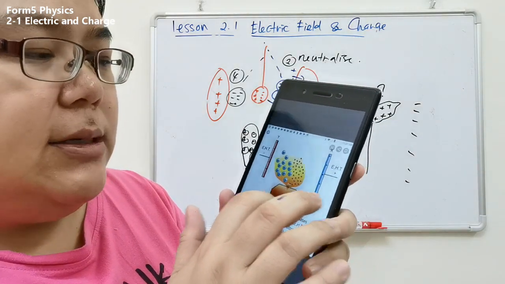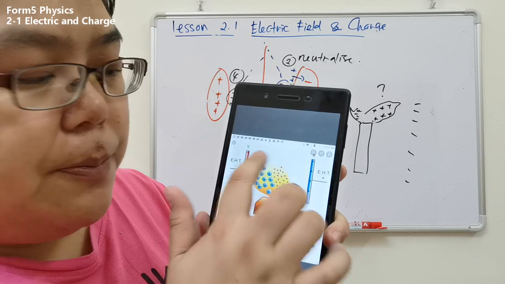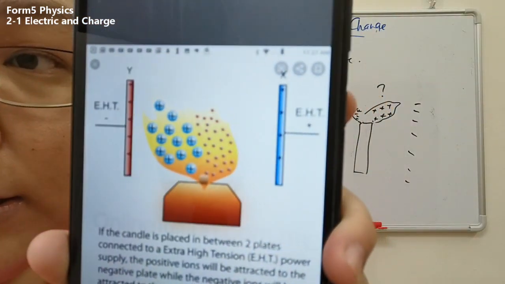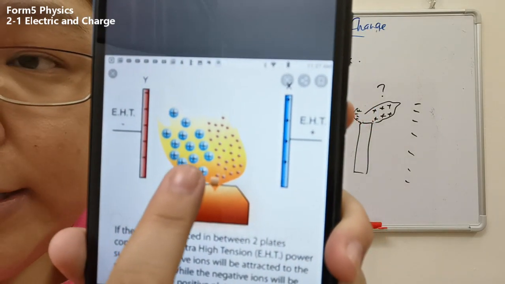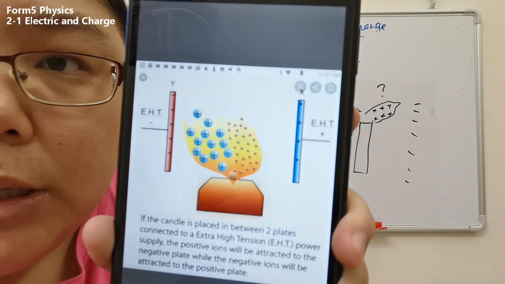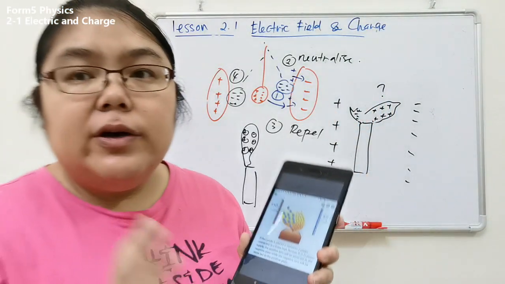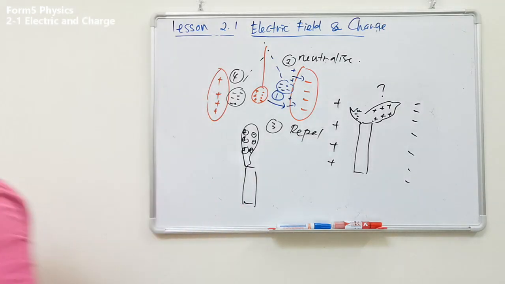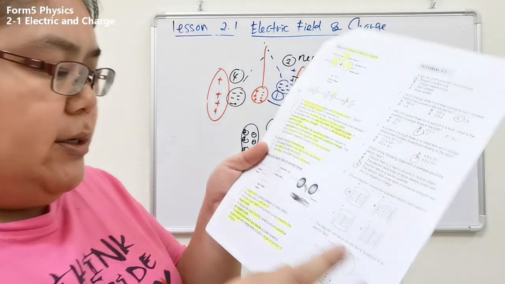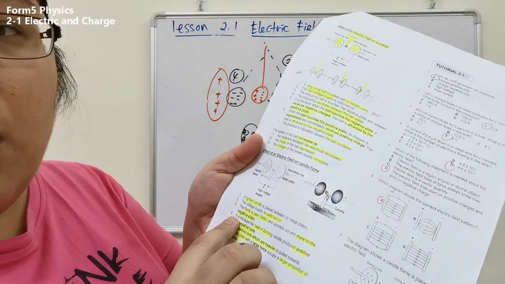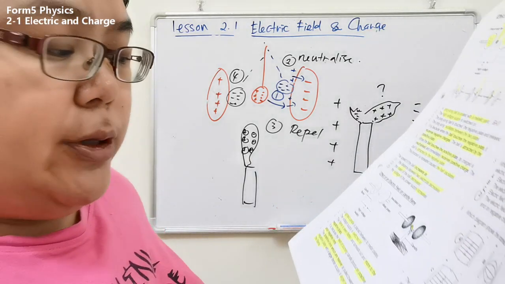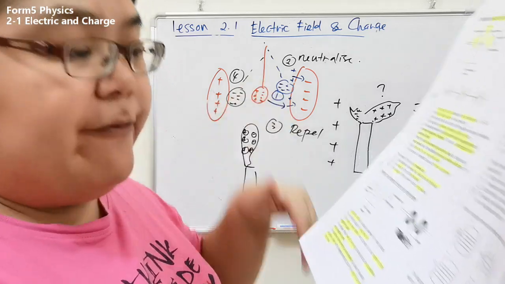Okay, the second question. Why will the big part go to the negative plate? You can see clearly: the big part is the positive ion, and it goes to the negative plate. The small part goes to the positive plate only. Now we go to the answer. Refer to your notes also, they will answer there. The answer is number 4, number 5. Number 4: because the heat of the burning candle produces positive and negative ion, so they become flattened.